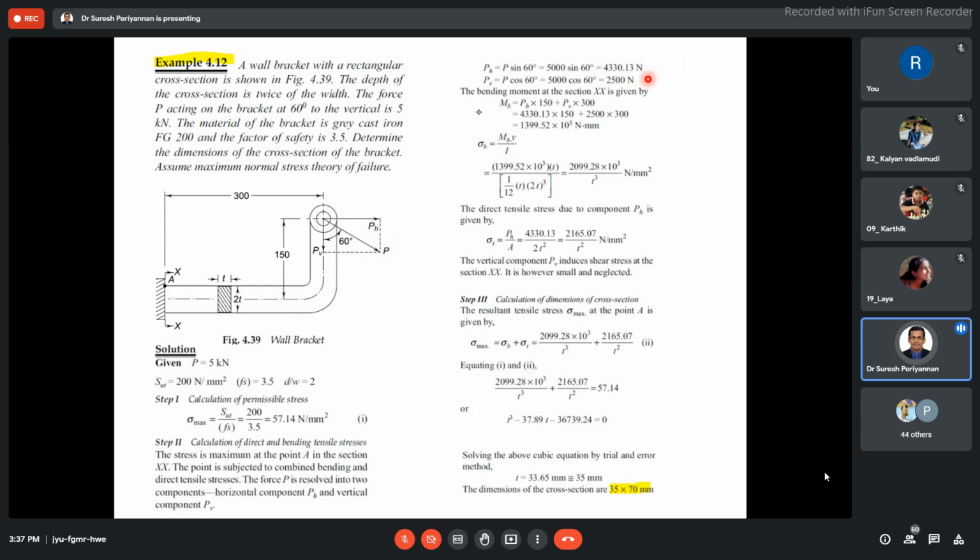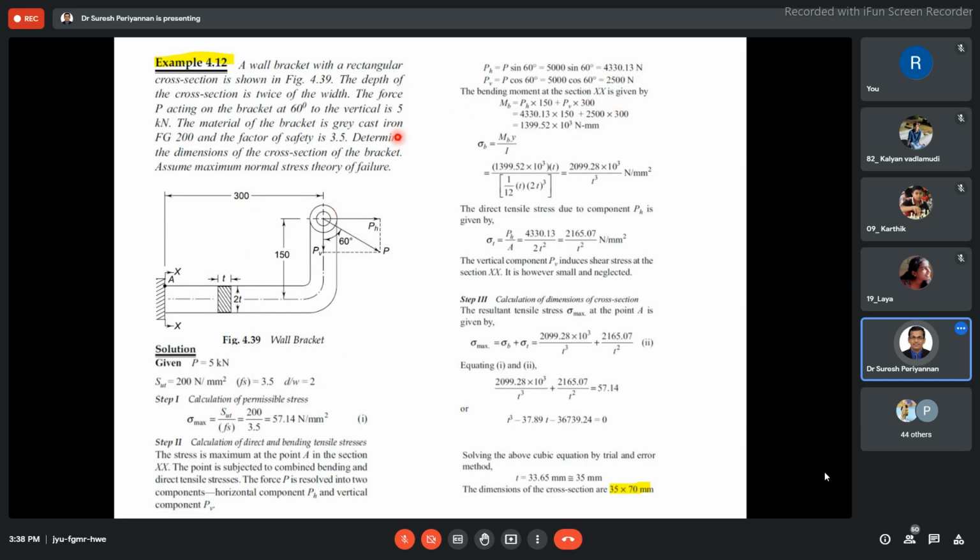Now, find the bending moment in the cross section. We know the horizontal force and vertical distance, so PH into 150, horizontal force into vertical distance, right? Plus vertical force into horizontal distance. PV is nothing but 2,500 into 300. We know that, right? Because here the distance is 300. Then this is our total bending moment.